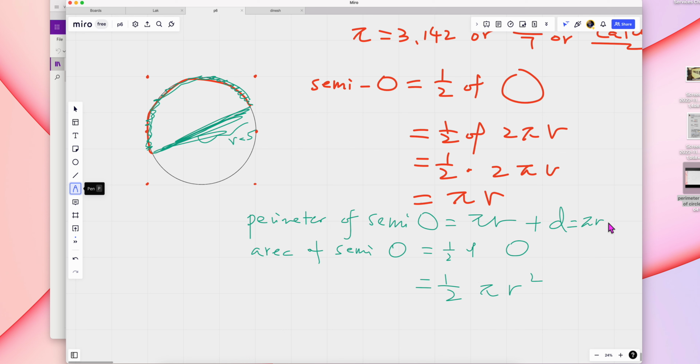So the perimeter will be pi r, which is pi times 5, plus d, which means 2r, right? So it's 10. Then the area is half pi r square, where 5 square, right? Then you just use the calculator. Okay, you don't have to add them up. So this is 5 pi plus 10. You use your calculator, 5 pi plus 10, then you will get the perimeter of the semicircle in this case, right? And then you just do half times pi times 25, which is 5 square, then you get the area of this semicircle. Okay, so done for semicircle.